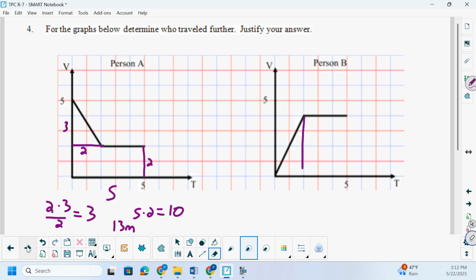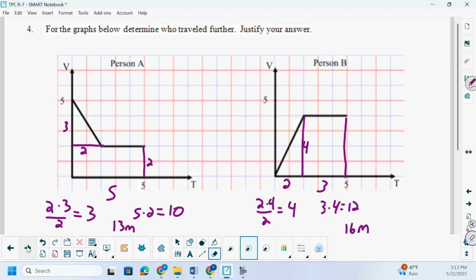We'll split this next one into some convenient shapes. We can again do a triangle and a rectangle. So we have a triangle that's 2 by 4, and we have a rectangle that's 3 by 4. So 2 times 4 divided by 2 will give us 4, because it's 8 divided by 2. 3 times 4 gives us 12. And we'll add those together, and we'll get 16 meters.